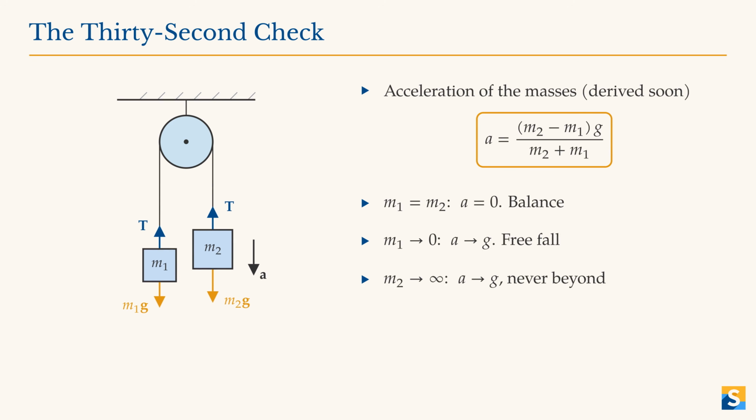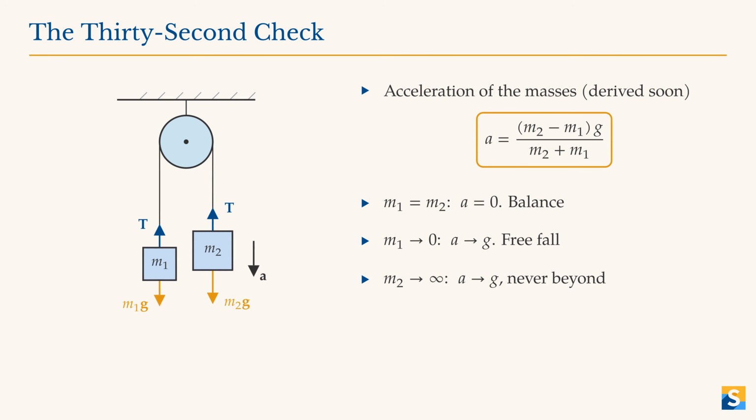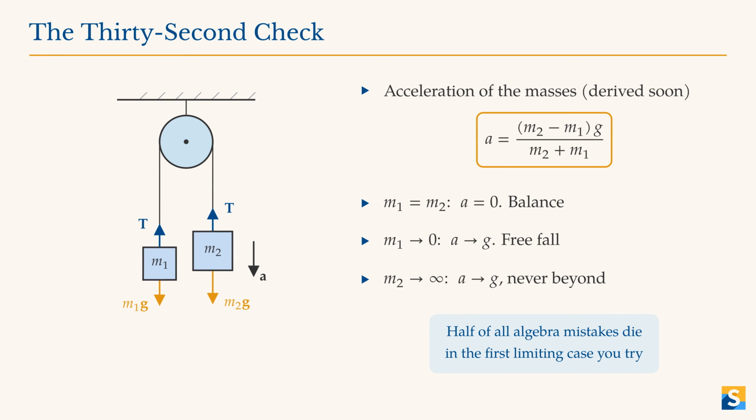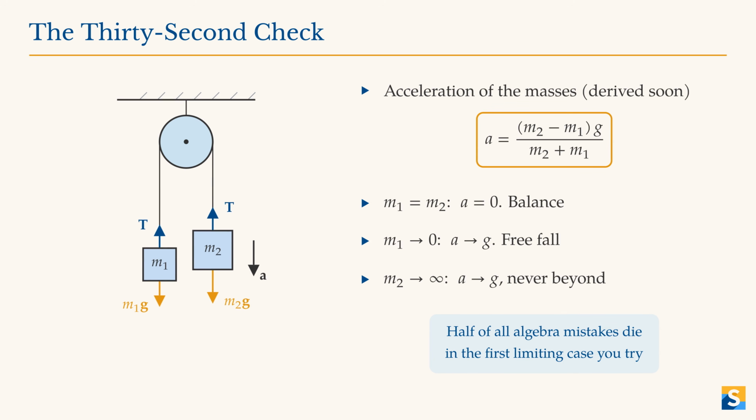Check 3. m2 enormous. The acceleration approaches g but never exceeds it. And if your derivation had produced the sum on top instead of the difference, check 1 would have exposed the mistake instantly. That is the whole tool. 30 seconds of limiting cases after every derivation, and half of all algebra mistakes never survive to the next line.